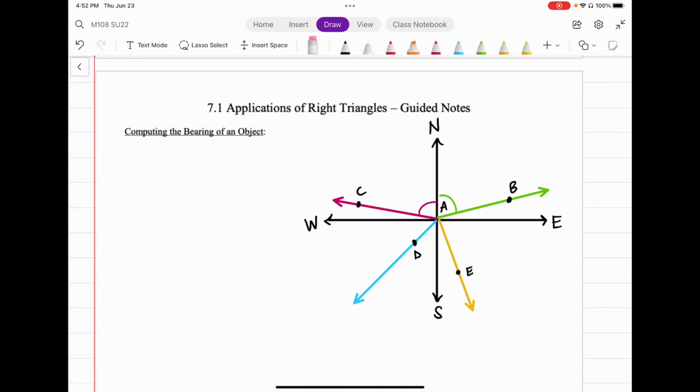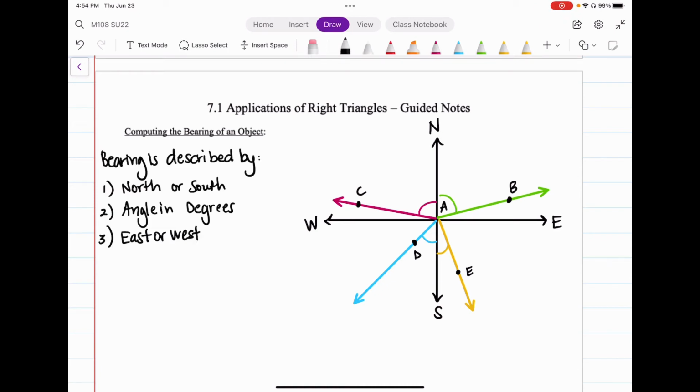AD would be going from the blue line to the north-south line. For ray AE, you're going from the ray to the north-south line. So those are different, again, than the unit circle where you're going in relation to the horizontal axis. Bearing is going towards the y-axis.